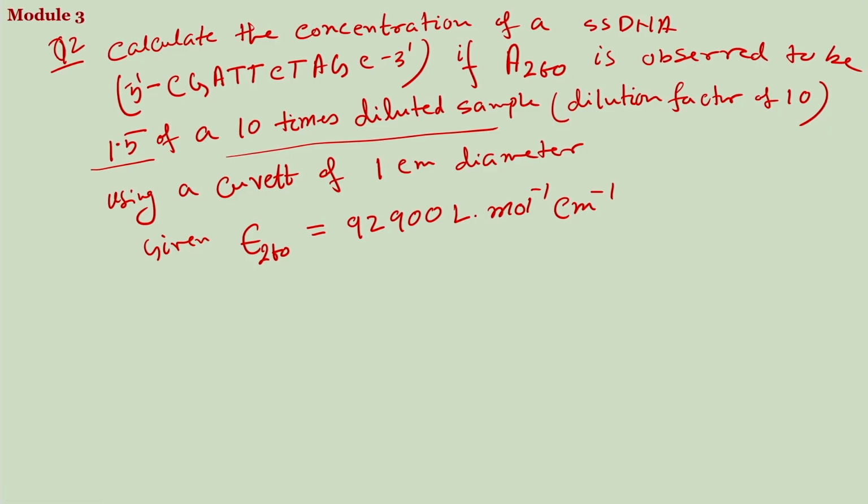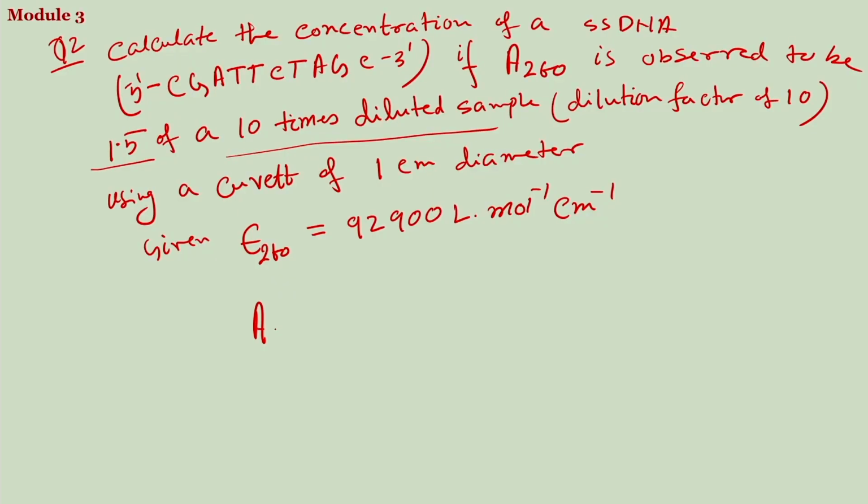The epsilon value is given. So, the question is what is the concentration of the mother single stranded DNA? So, basically you have to calculate the concentration, and in order to calculate the concentration, what is the basic equation? Beer-Lambert law, that is absorbance at 260 is equal to epsilon C L. Epsilon is the molar extinction coefficient, which is given here. C you need to calculate.